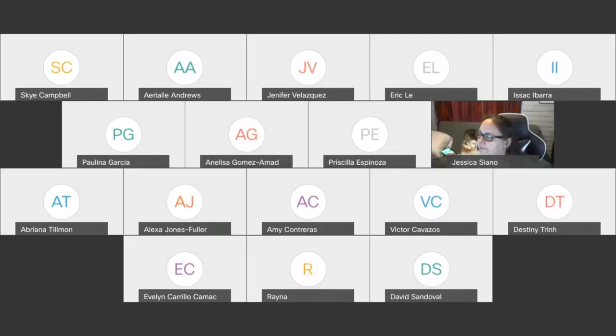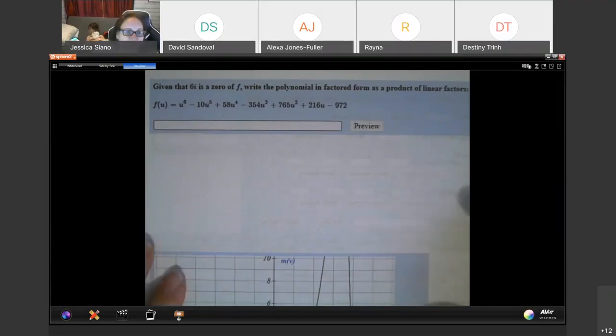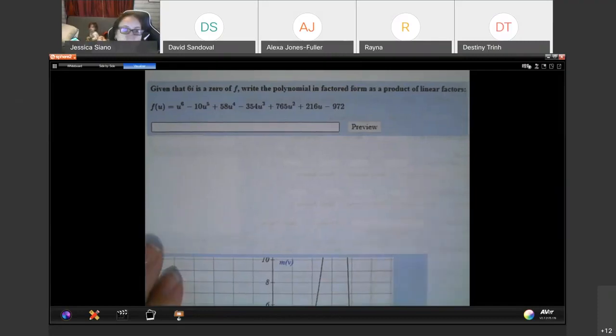Test 2 review. So this test is going to cover modules 3 and 4. So that's polynomials, rationals, exponentials, and logarithms.